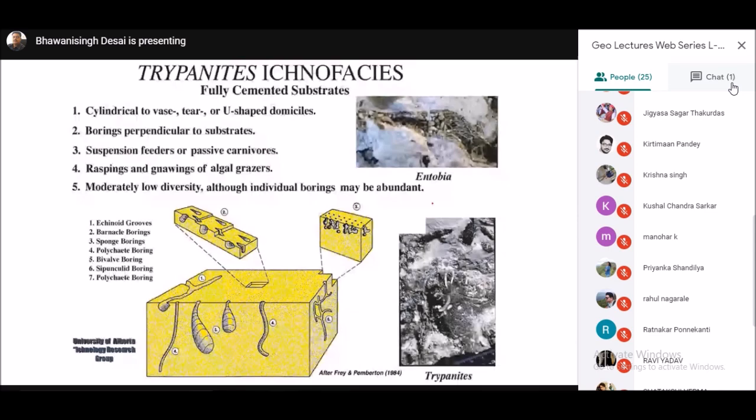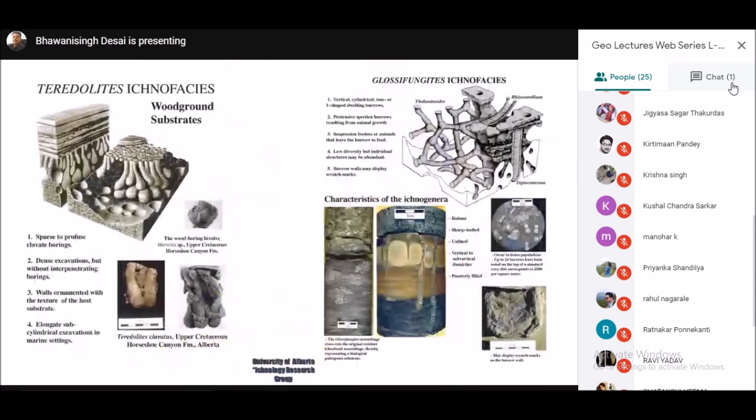Then you have Teredolites. Now these are borings which are formed on wood or tree logs. They are very peculiar shaped borings. They occur in assemblages and not singly, but a lot of them are there, and their wall is ornamented. So this is a typical wood substrate.